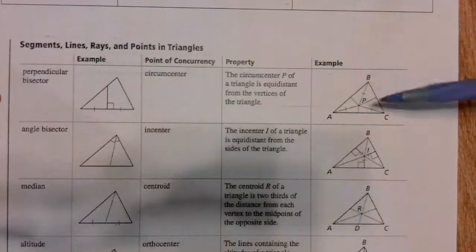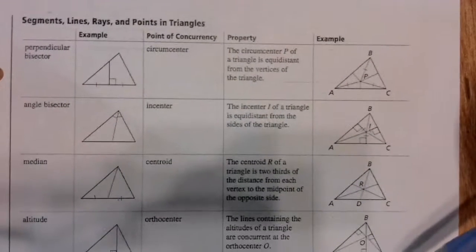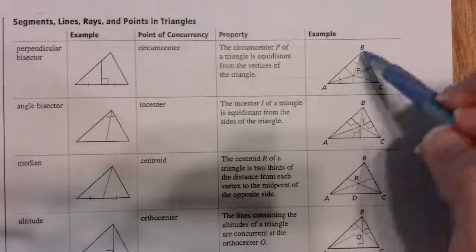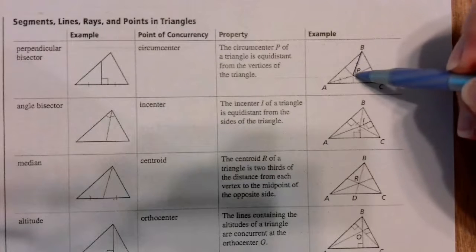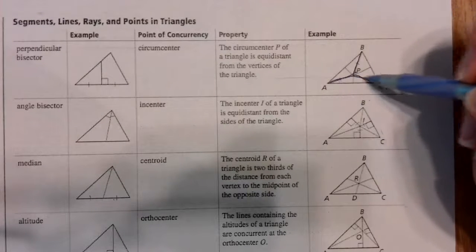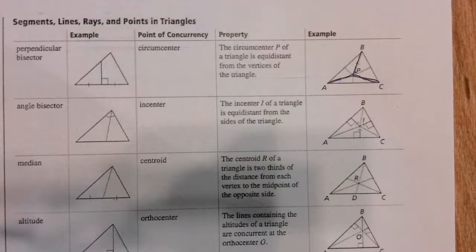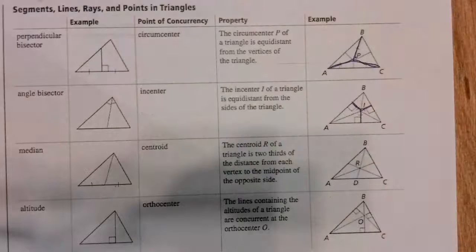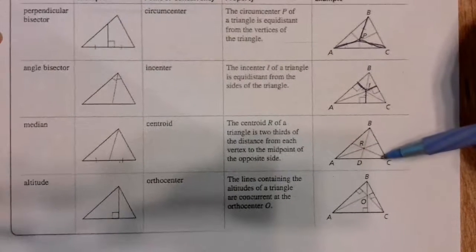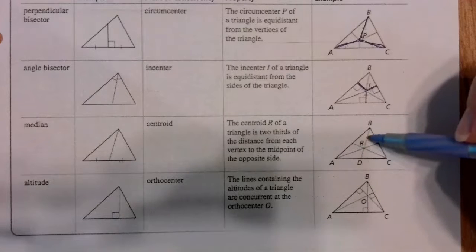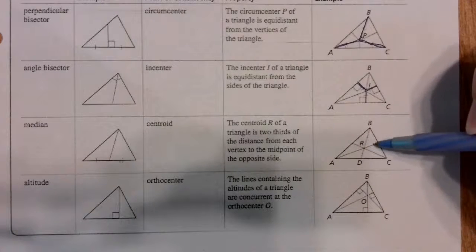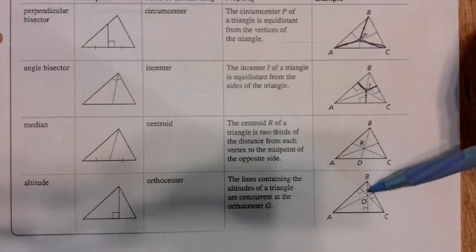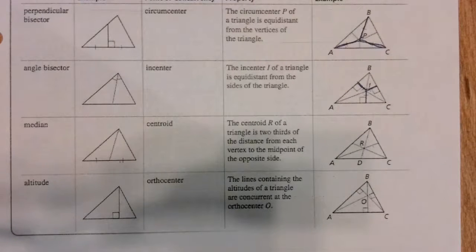And then, of course, each point of concurrency has a special rule. The circumcenter is equidistant to the vertices, so these three line segments have equal length. In an angle bisector, the distances to the sides are equal. In a median, nothing is exactly equal, but it's twice. So if this one is 4, this one is 8. If this one is 5, this one is 10, and so on. And for the orthocenter, there are no special properties that we are doing for this class.